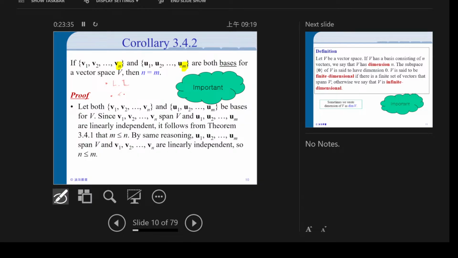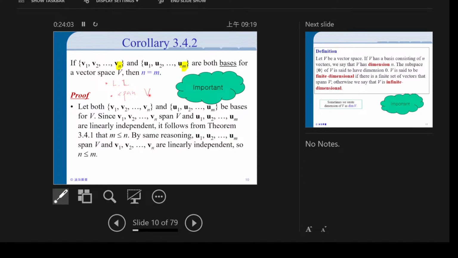And they need to span B. Okay, and so we do this in two directions. If both of them are bases and N is bigger than M, then this spans V. So we know this spans V. Then we know that this cannot be linearly independent, because the previous theorem says that if this spans V, then this cannot have more vectors. Okay, so N cannot be bigger than M.